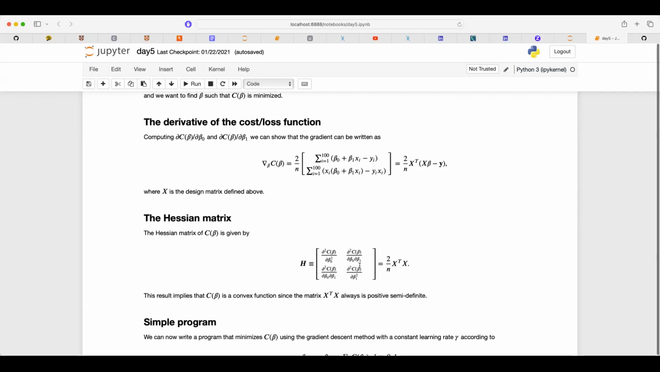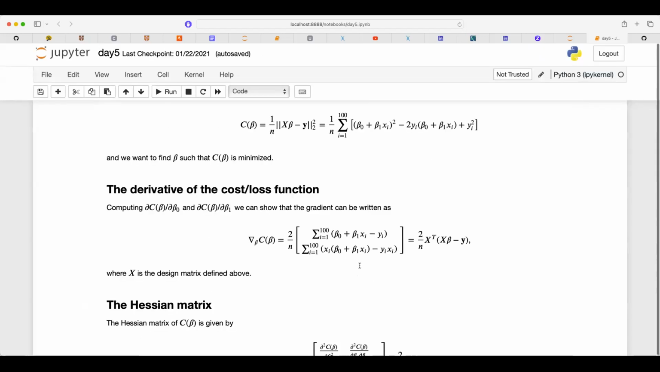Let me just increase the fonts a little bit. Can you see well in the back? Is it okay?